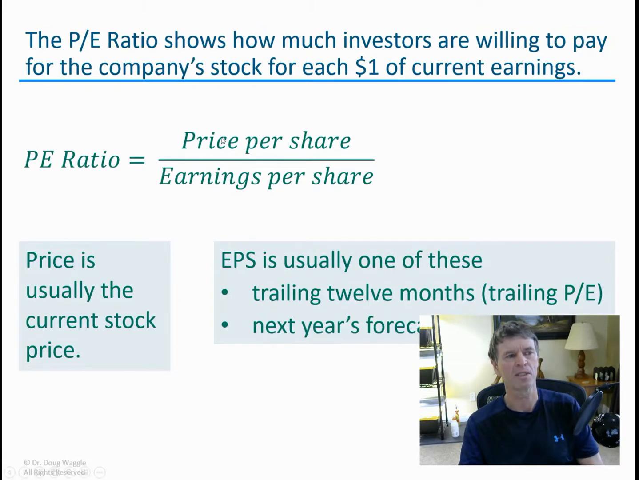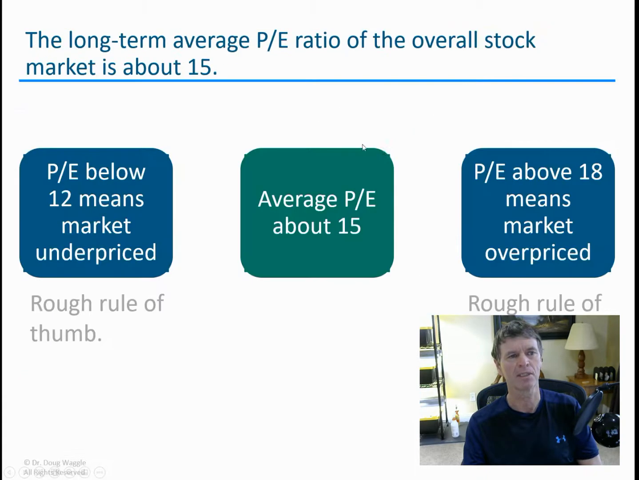So the PE ratio is how much you're willing to pay now for every dollar of, this is the problem with the PE ratio, the trailing one that analysts don't like, how much you're willing to pay for that historical dollar of earnings. So on average, that ratio has been about 15.